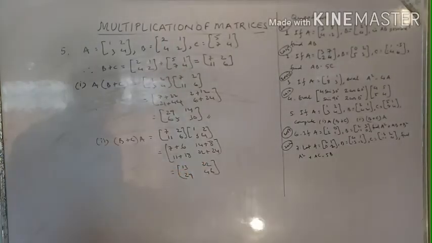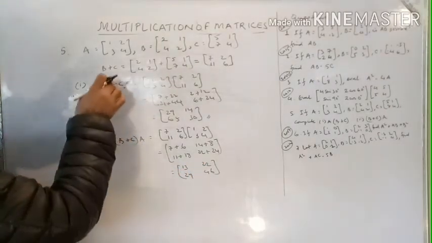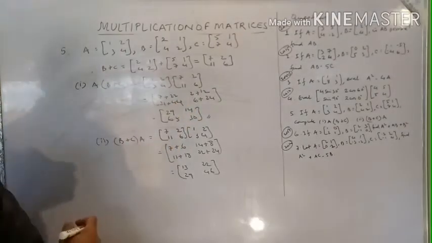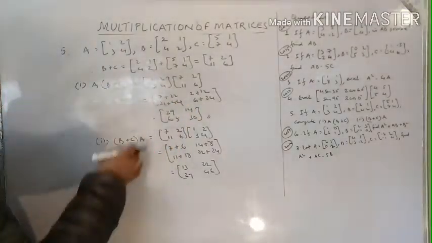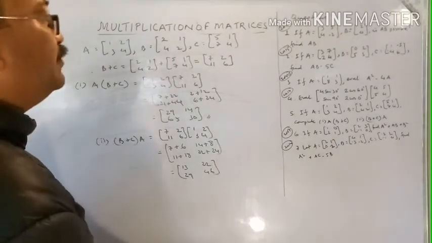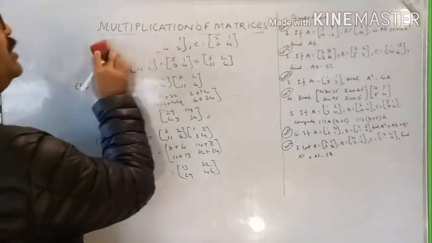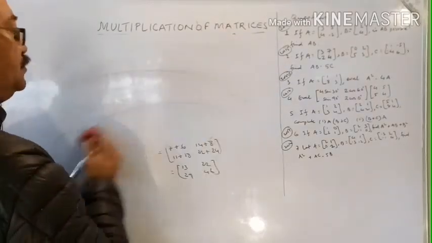So remember, product of matrices may not be commutative. It can be different. Okay, answer can be different. So that's why order is very, very important. So now let's take question number 6.